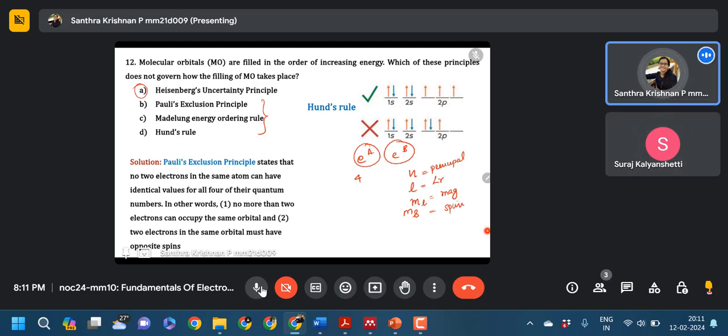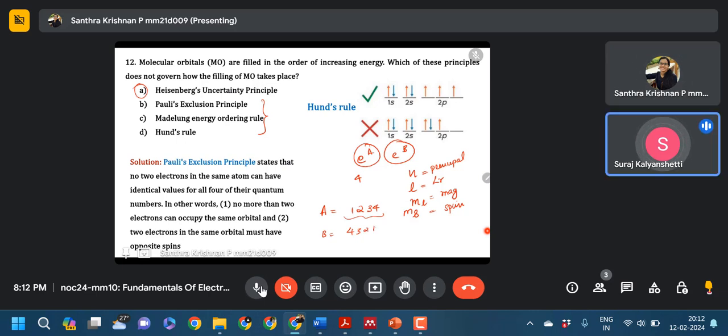Suppose Pauli's exclusion principle says that suppose A has a set like 1, 2, 3, 4. There can be no other electron having the same set. It has to be something like 4, 3, 2, 1. It cannot go in the same set.